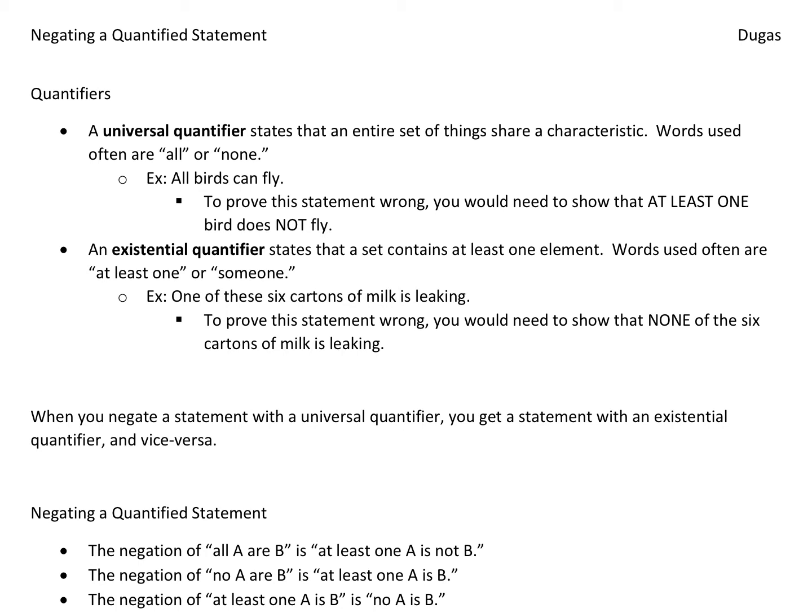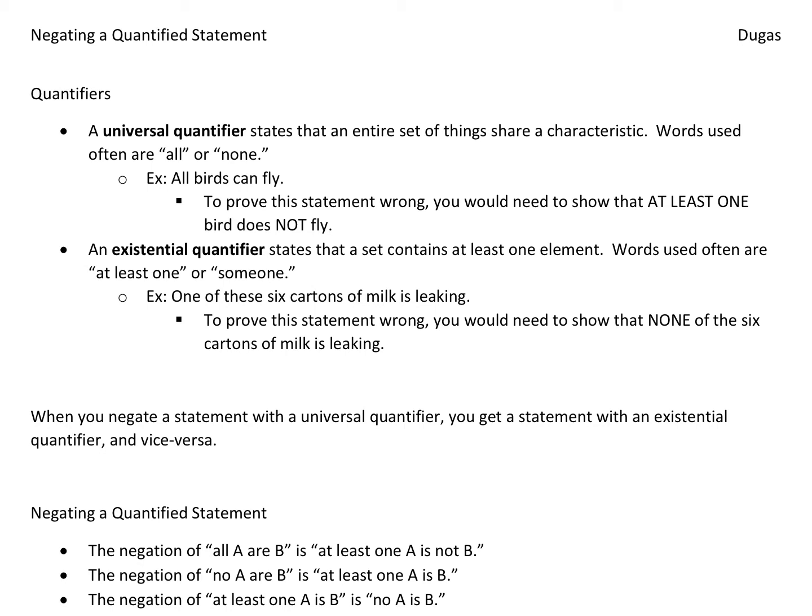An existential quantifier states that a set contains at least one element. Words that are often used are at least one, or someone. Here's an example. One of these 6 cartons of milk is leaking. So the statement is that one is leaking. To prove the statement wrong, you would have to show that none of them is leaking, because they're saying at least one of them is leaking. They're not saying which one, they're just saying one of them is leaking. And you would have to go through and look at every single carton and show that none of them are leaking.